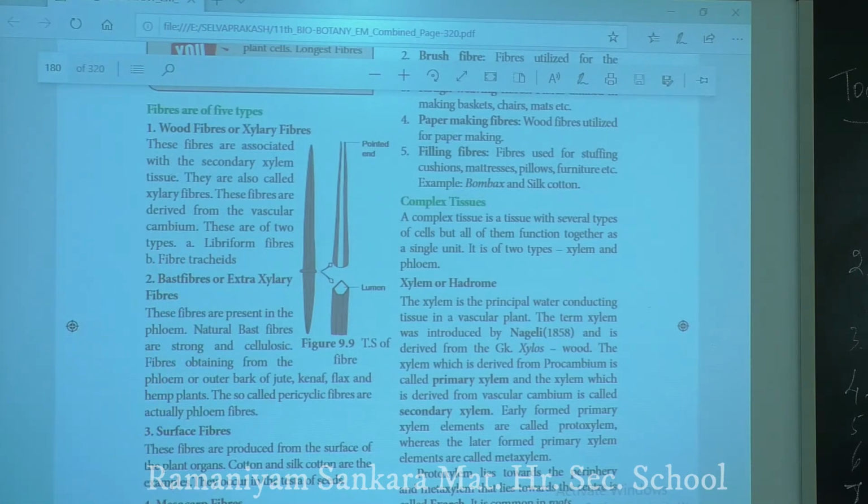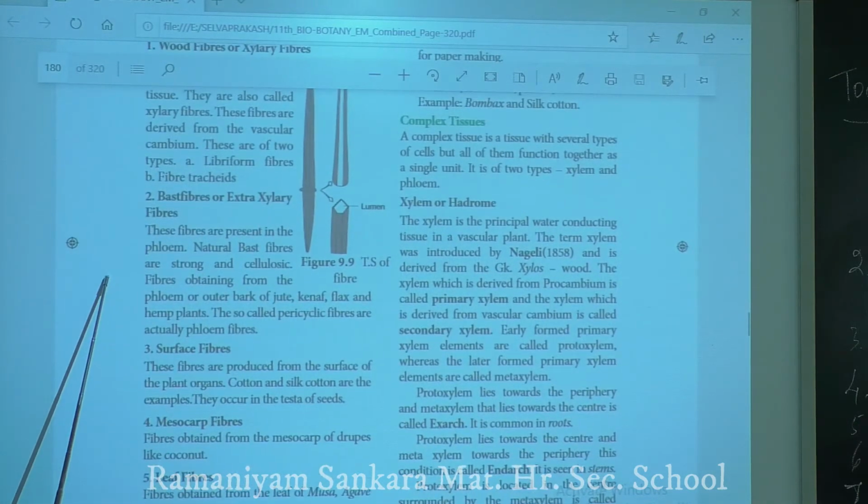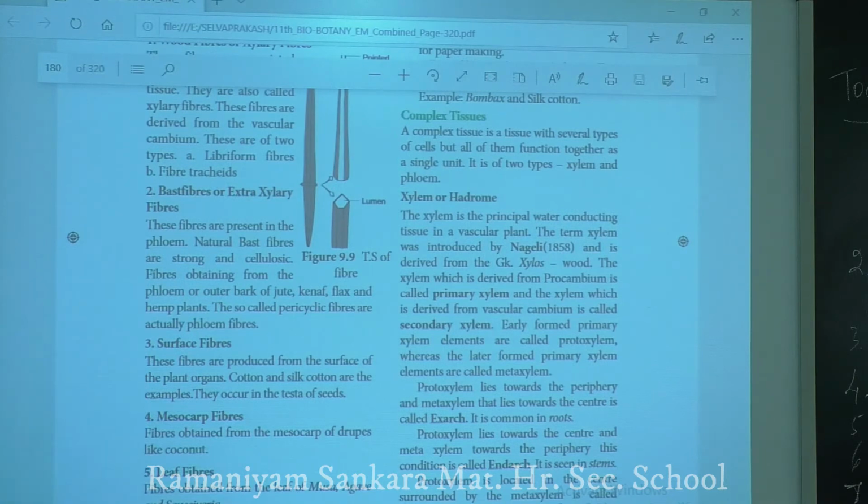There are two types: one is libriform fibers, another one is fiber tracheids. Second one is bast fibers or extraxylary fibers. These fibers are present in the phloem. Natural bast fibers are strong and cellulosic. Fibers obtained from the phloem or outer bark of jute, flax and hemp plants. This is called pericyclic fiber, actually phloem fibers.